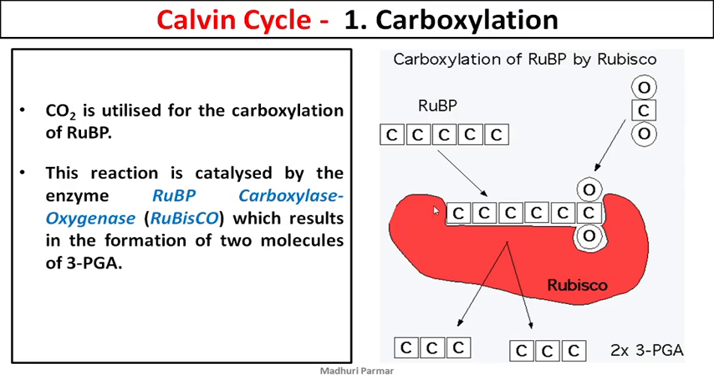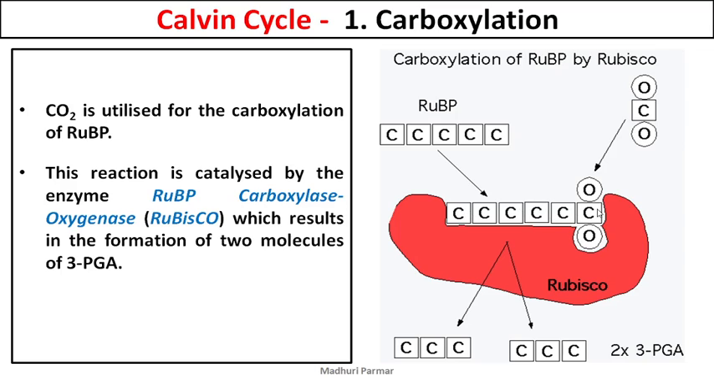Let us see the whole reaction. This red colored thing is your enzyme Rubisco. This 5 carbon, 1, 2, 3, 4 and 5, 5 carbon compound is your RuBP. This here is your CO2. Clear? So now let us see what the reaction is happening.